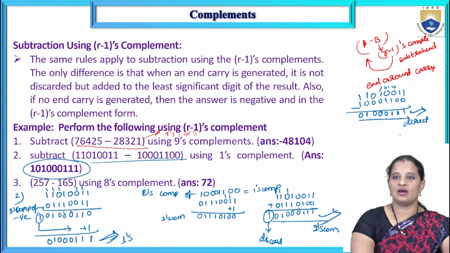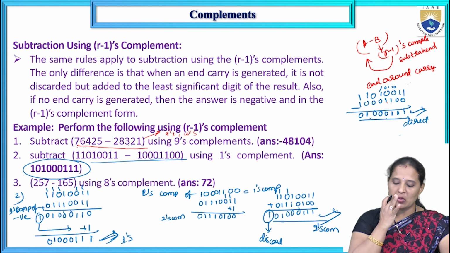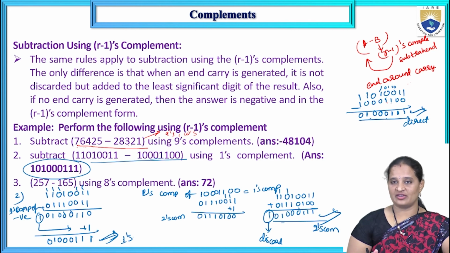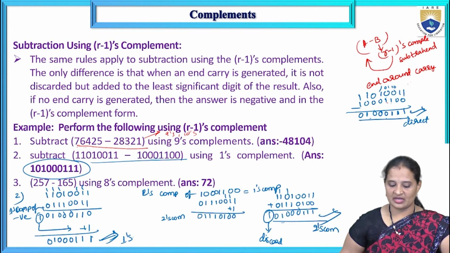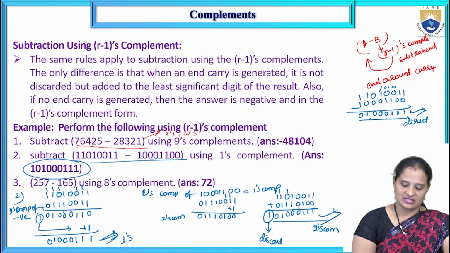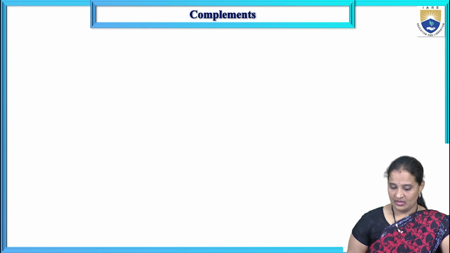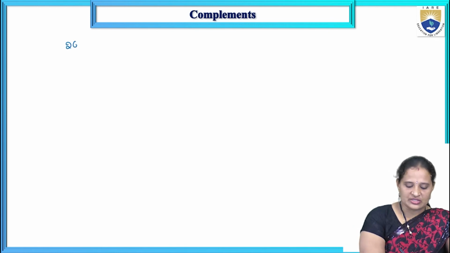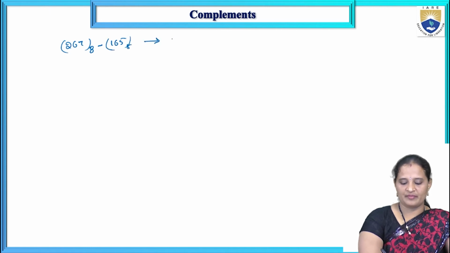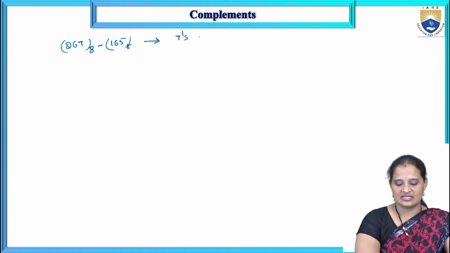So this is the 2's complement subtraction of binary numbers using r's and r minus 1's complement. Now let us take this one, 267 minus 165. 267 is an octal number, 165 is also an octal number. Perform the subtraction using 7's and 8's complement.